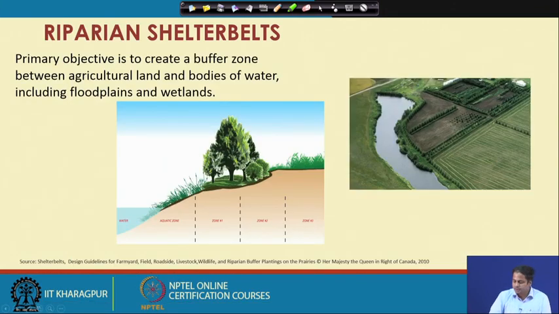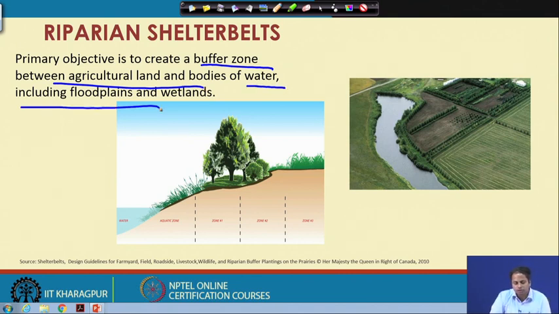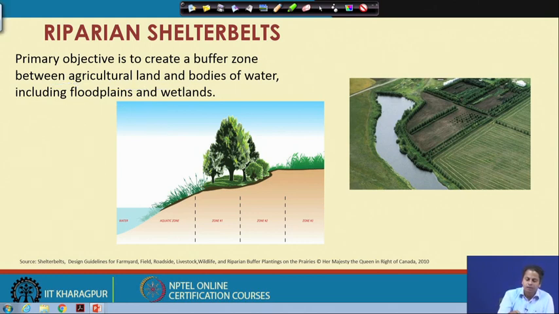Now, next is the riparian shelter belts. The purpose of riparian shelter belts is to create a buffer zone between the agricultural land and water bodies, including floodplains and wetlands. These are among the most effective soil and water conservation measures, which can be used on a large scale along the side of the river.